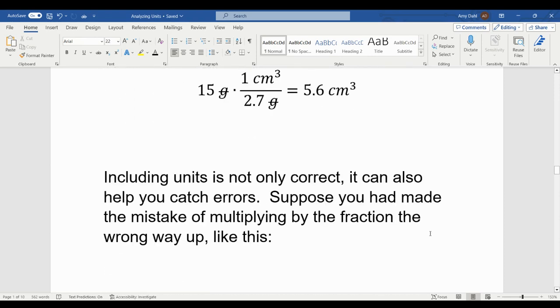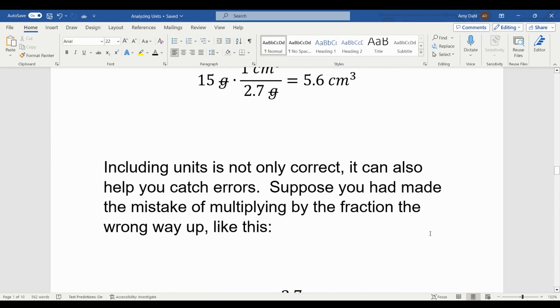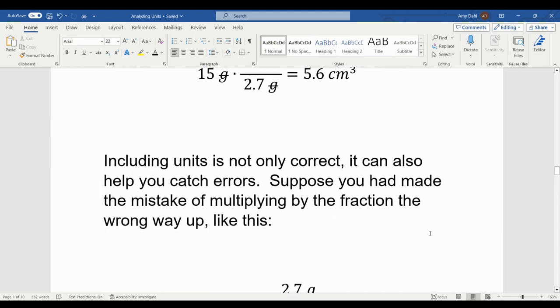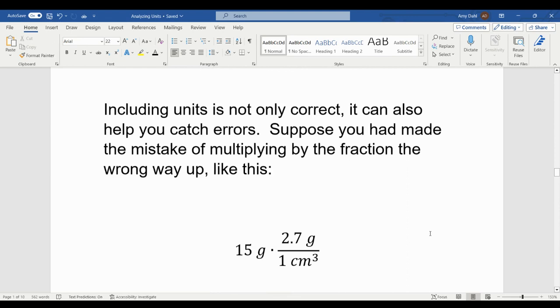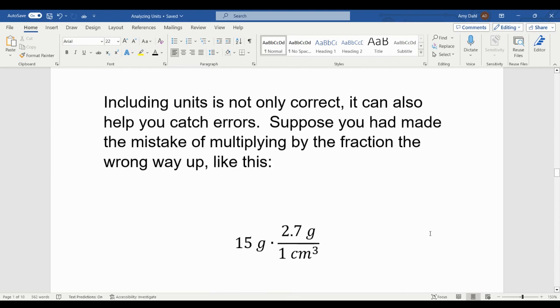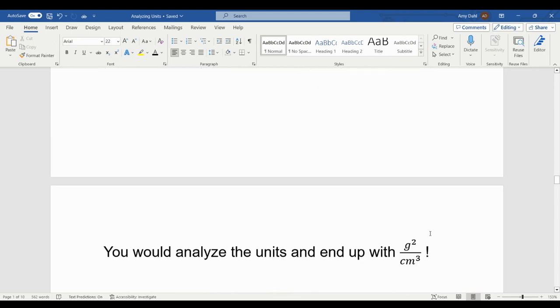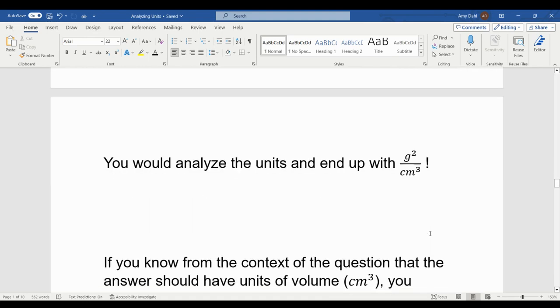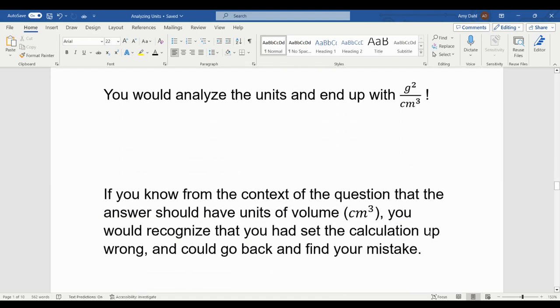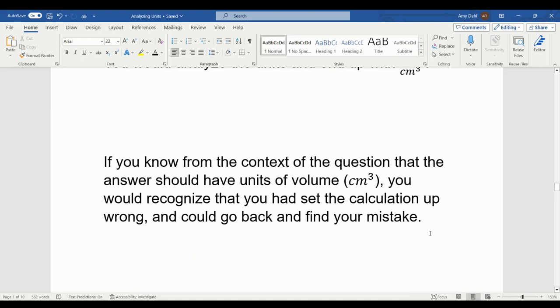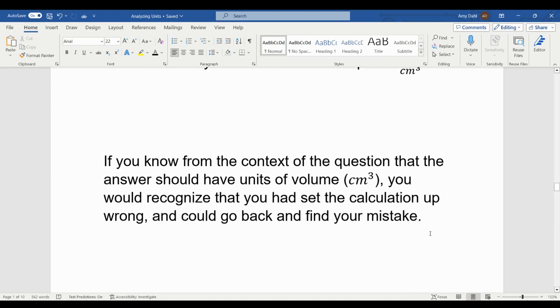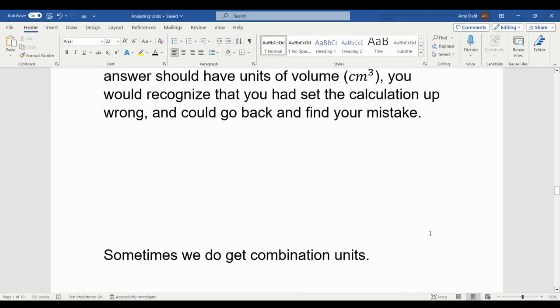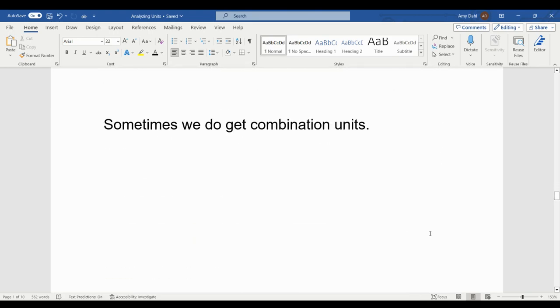Including units is not only correct, it can also help you catch errors. Suppose you had made the mistake of multiplying by the fraction the wrong way up, like this. You would analyze the units and end up with grams squared over centimeters cubed. If you know from the context of the question that the answer should have units of volume, which is centimeters cubed, you would recognize that you had set the calculation up wrong, and you could go back and find your mistake.